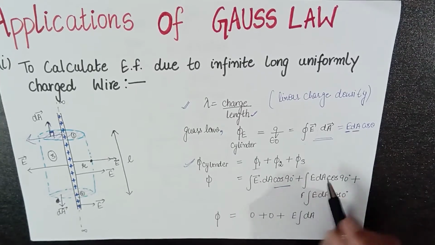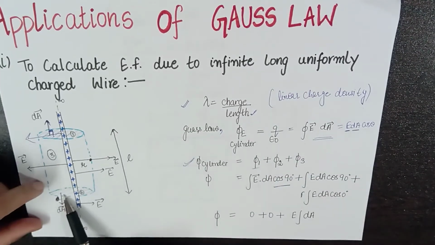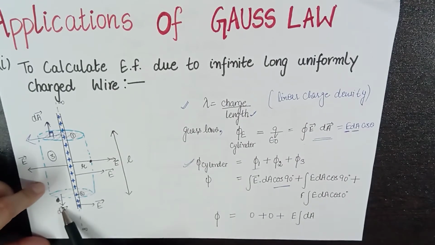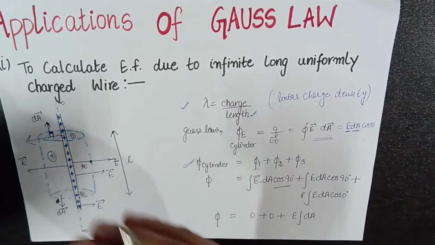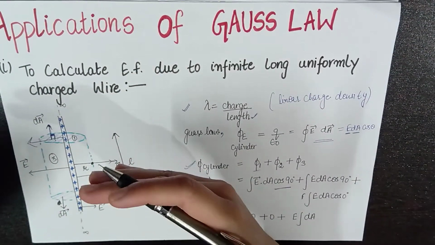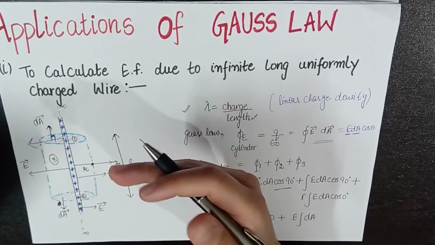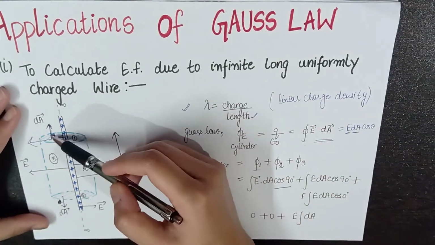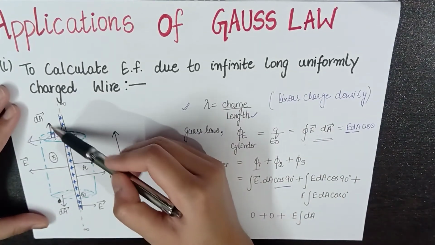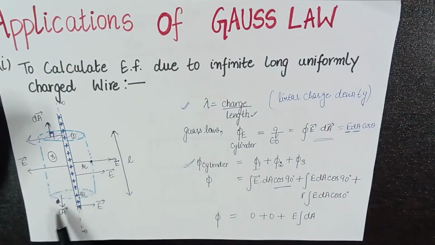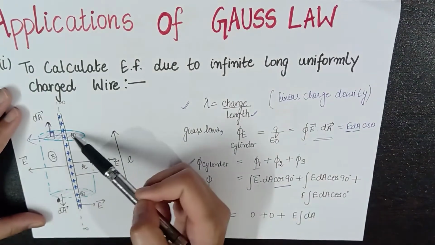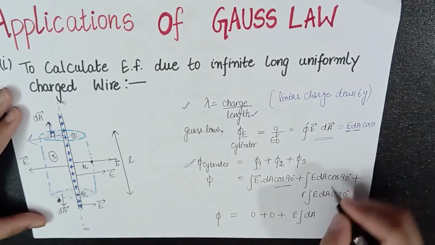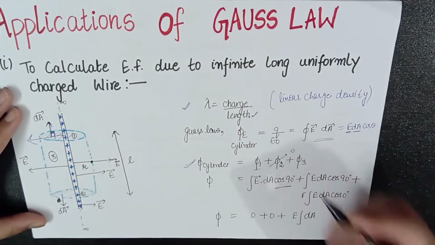Similarly here also, if you consider phi 2, the direction of the area vector we are showing here is in the downward direction. As I told you earlier, how to show the direction of the area vector: it is always directed outward from the surface. So in the downward direction it is the same case as the first one. So here also you will get 0. Phi 2 will also come out to be 0.